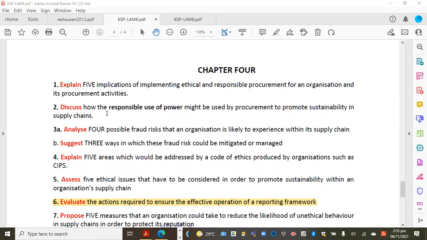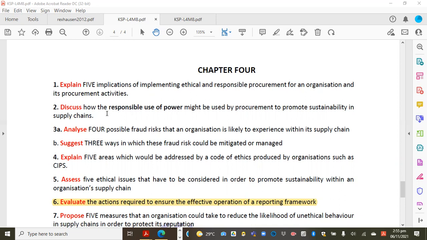Legitimate power is power wielded by virtue of the position you occupy within the organization. So if you are the manager in your organization, the power you wield there at that level is your legitimate power, the authority. Then there is reward power.